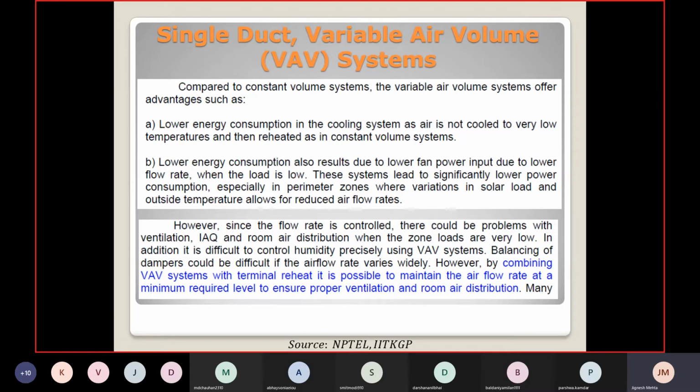However, since the flow rate is controlled, there could be problems with ventilation, indoor air quality, and room air distribution when the zone loads are very low. In addition, it is difficult to control humidity precisely using variable air volume systems. Balancing of dampers could be difficult if the airflow rate varies widely. However, by combining variable air volume systems with terminal reheat, it is possible to maintain the airflow rate at a minimum required level to ensure proper ventilation and room distribution.